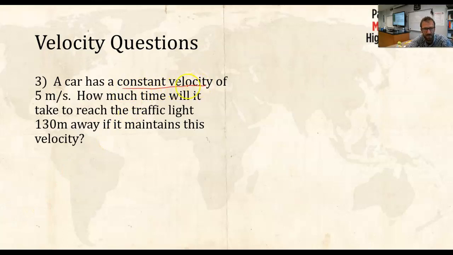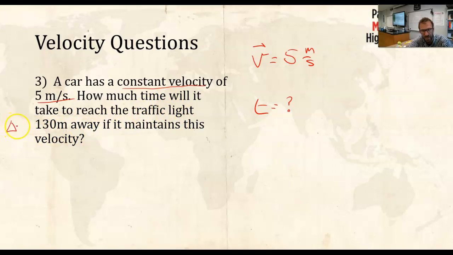Has a constant velocity of 5 meters a second. All right, so my velocity is equal to 5 meters per second. How much time? Alright, so that tells me that time is the big fat question mark. How much time will it take to reach the traffic light 130 meters away?